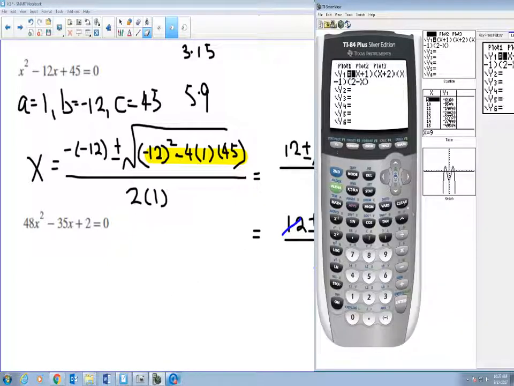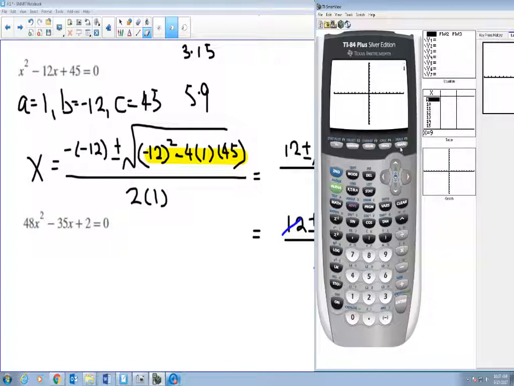Let me graph this one first. I notice a parabola opened up just by looking at the function itself and the leading coefficient. And plus 2 tells me that my parabola has shifted up 2 places, or my y-intercept is up there. My vertex could actually be somewhere else. No, yeah, the vertex is about a little bit right there.